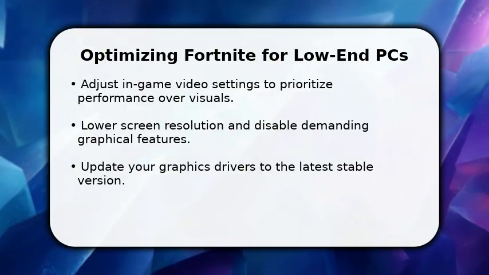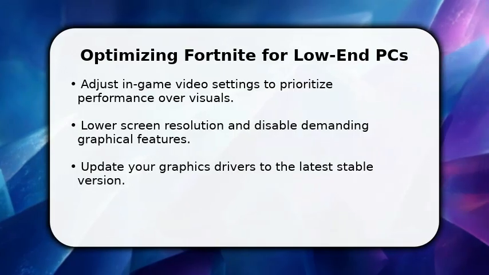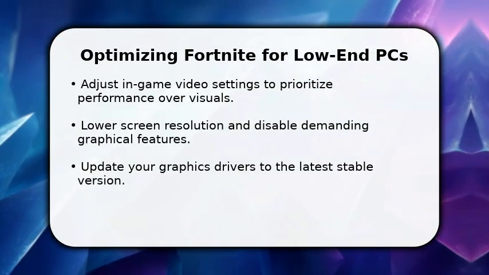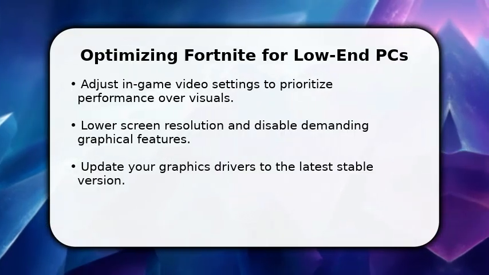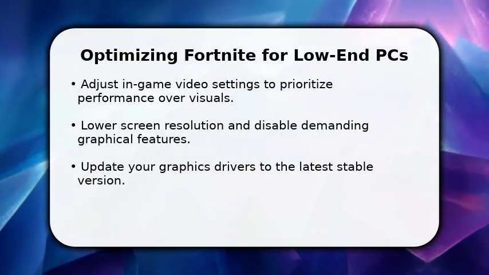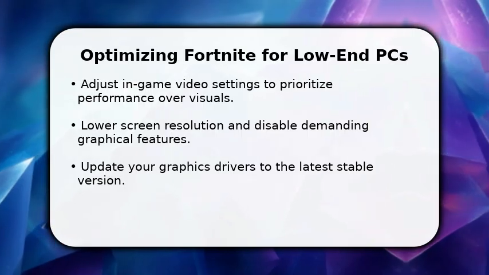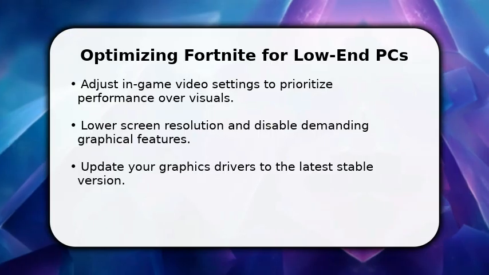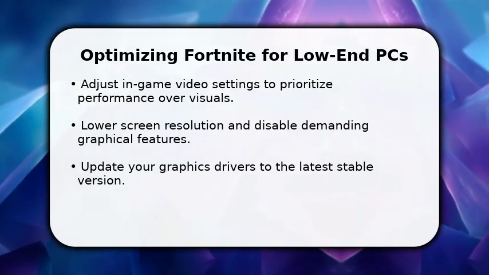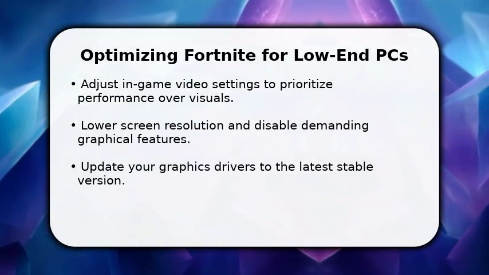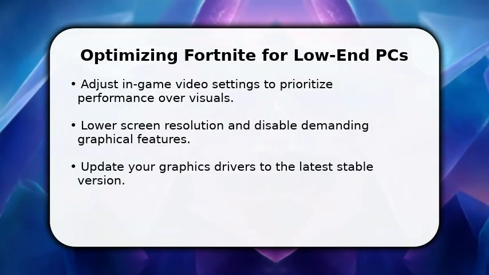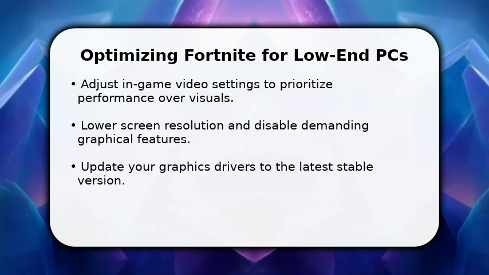In this video, I will explain how to play Fortnite on a low-end PC. First, let's dive into optimizing your in-game settings. You'll want to prioritize performance by lowering your screen resolution and disabling demanding graphical features like shadows and anti-aliasing. Also, ensure your graphics drivers are up to date for the best compatibility and performance. Finally, close any background applications to free up valuable system resources.